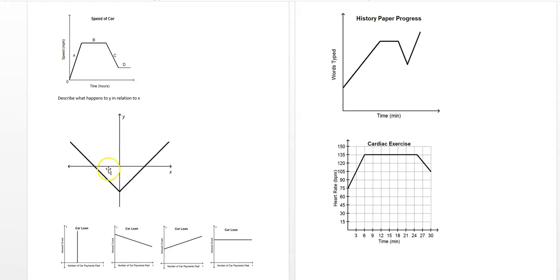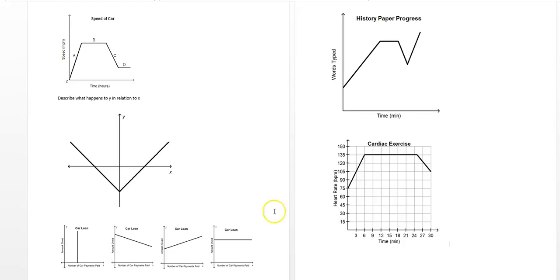Y values are decreasing. So at the very beginning, as we move from negative to positive with x, the y is decreasing. We reach this point down here, and then as we go further to the right on x, or further in a positive direction for x, the y begins to increase. So the story here is that y begins by decreasing, and then when it reaches this point, or the 0 point for x, then it starts increasing.